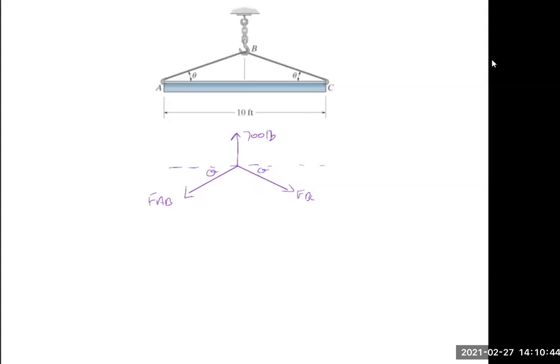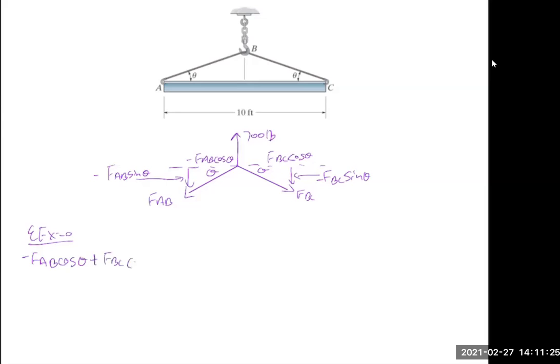I mean, not that, the summation of the forces. So summation of forces in the X first. This will be FAB, make it FAB cosine theta. Make it FAB sine theta. This one is FBC cosine theta. FBC, make it FBC sine theta. And summation of forces in X will be negative FAB cosine theta plus FBC cosine theta equal to 0. And then just bring this one over. We know that FAB will be equal to FBC.